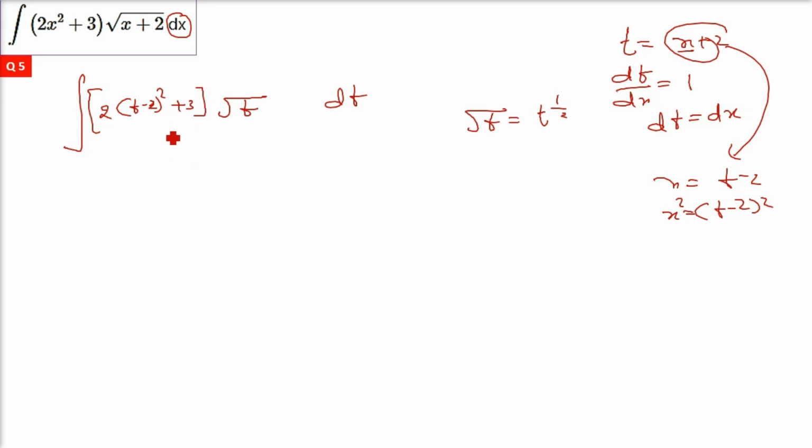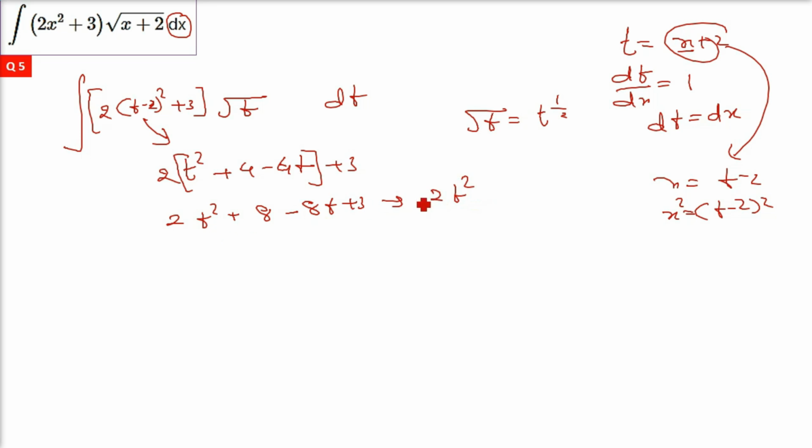So we will open this, multiply it with root t or t raised half, and all those different terms will be integrated separately. So this (t minus 2) whole square I am opening. (a minus b) whole square is a squared plus b squared minus 2ab. t squared minus 4t plus 4, and multiplied by 2 because 2 is already there outside, plus 3. So 2t squared plus 8 minus 8t plus 3. This will give you 2t squared minus 8t plus 11. So this is all inside, but still we have under root t, that is t to the power half outside.